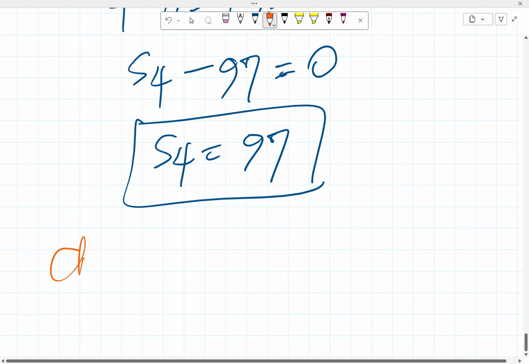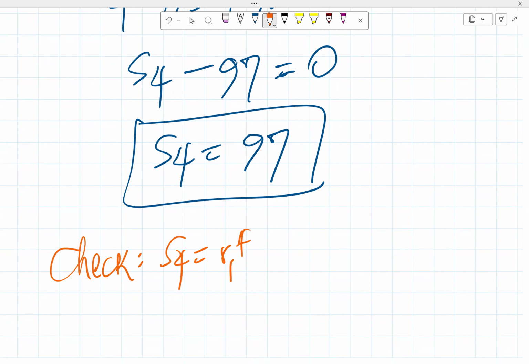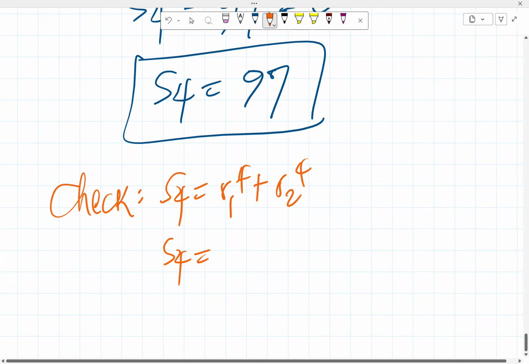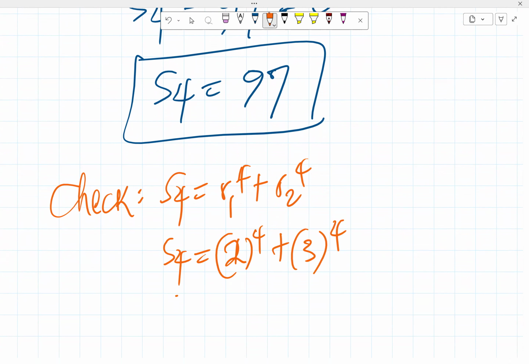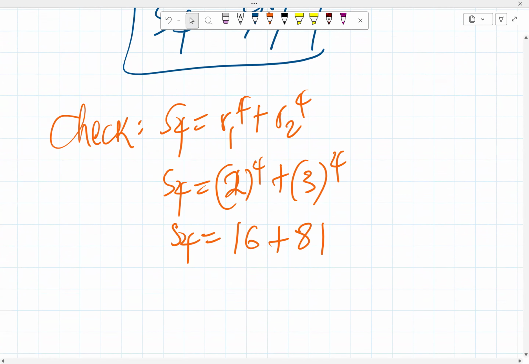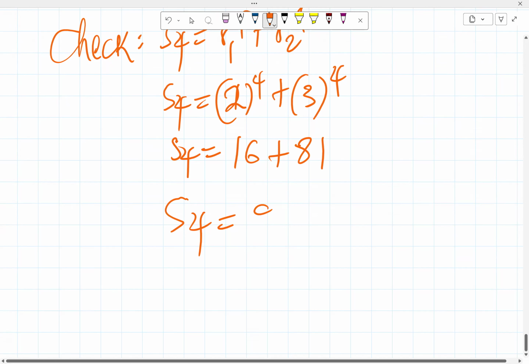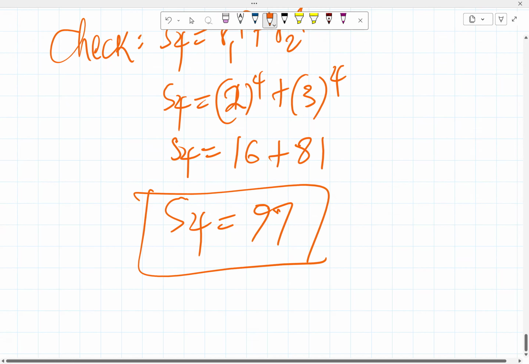So we check now. To check, we know that S4 should be R1 raised to power 4 plus R2 raised to power 4. Easy. R1 is 2, so 2 raised to power 4 plus 3 raised to power 4. 2 raised to power 4 is 16. 3 raised to power 4 is 81. Excellently, S4 is 97. So that makes plenty of sense.